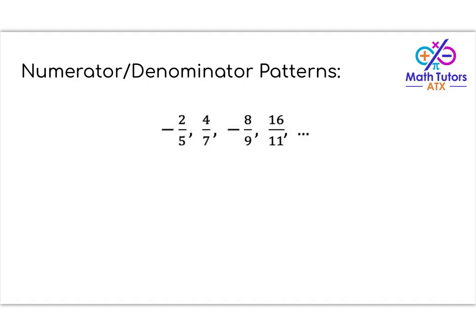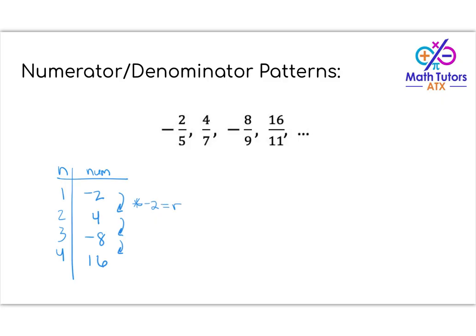Ooh, another fun one. Okay, so right here, numerator, denominator patterns. This is where I'm just telling you, hey, let's go ahead and look at these separately. So if I look at my numerators, I have 1, 2, 3, 4. Let's use negative 2, 4, negative 8, and 16. Great. So here you can kind of see, oh, I'm just multiplying by negative 2. It seems like a very geometric pattern, right? It's a geometric sequence. That's the r value.